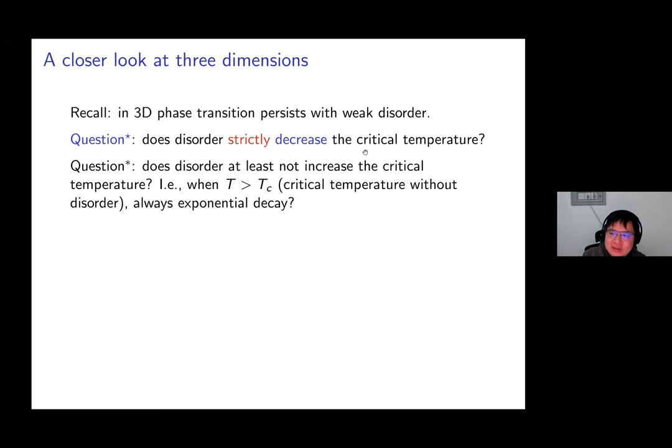So basically we want to show that as long as T exceeds the critical temperature without disorder, do we always have exponential decay? There has been some work along this direction by Kenyon, John, and Newman. They showed that this is true if the temperature is high enough, but they cannot quite derive the result all the way approaching the criticality.